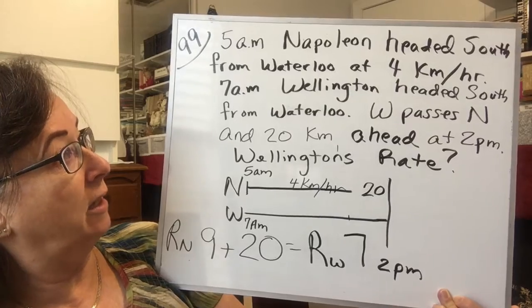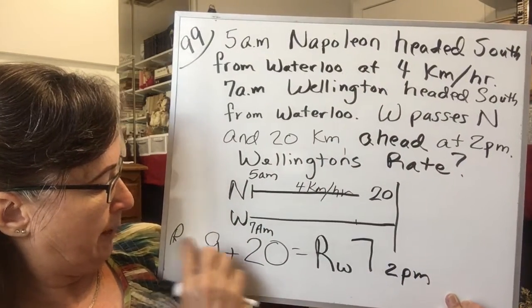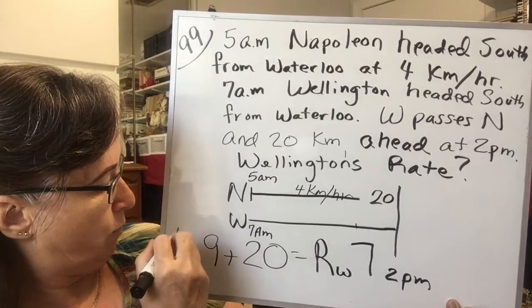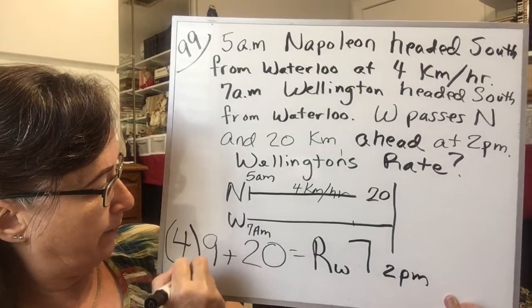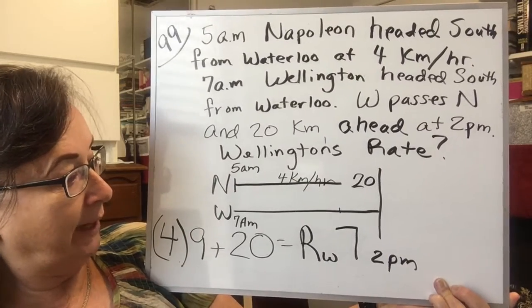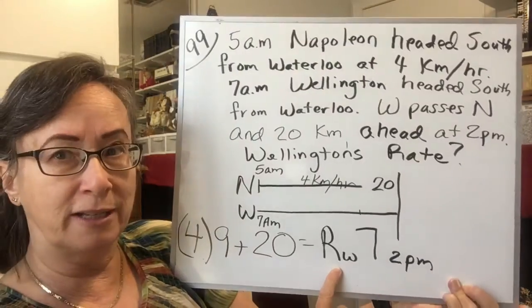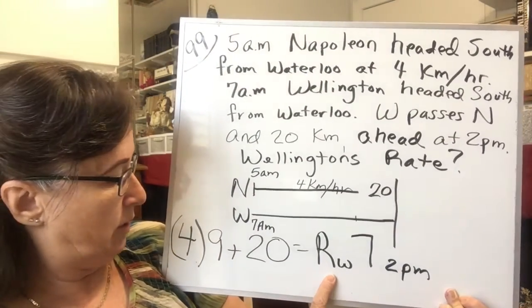Now, we already know Napoleon's rate was 4 kilometers per hour. Everything's in kilometers, so we can just put 4. So when we look at this, don't we have just one unknown? And the one unknown is the one we want, which is Wellington's rate.